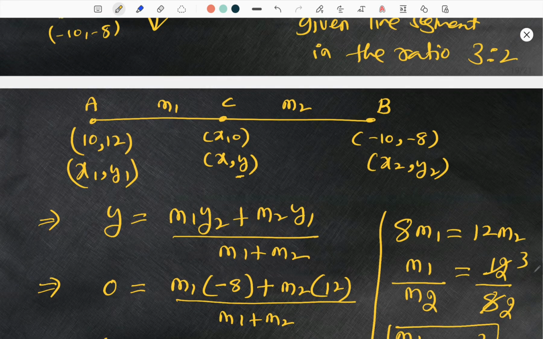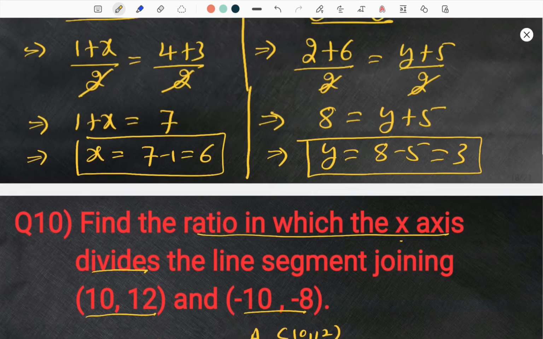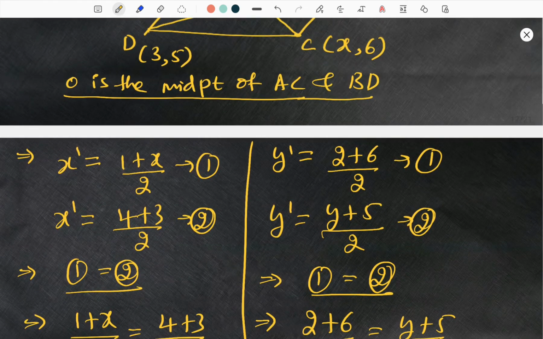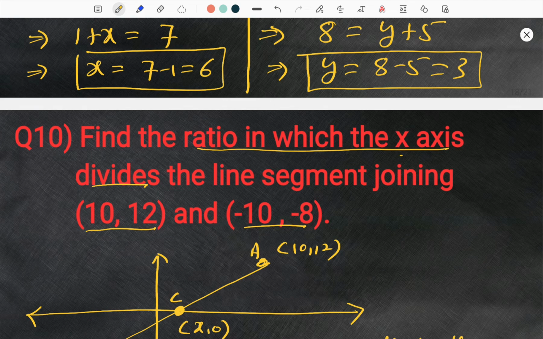So I hope you understood all these problems. These are very very important, but you should make sure that your calculations are very good. You are doing it in a perfect way, then only you can do all these questions.